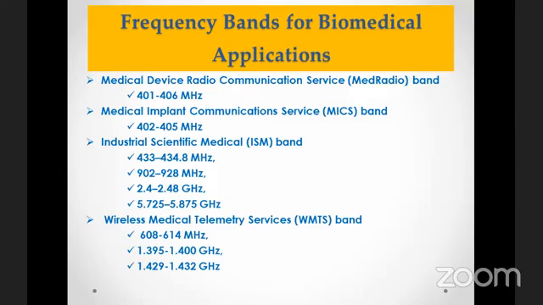ISM band, and within ISM band, this 2.4 to 2.48 is relatively more popular band because there are various other useful protocols developed around this set of frequencies. Then WMTS band, wireless medical telemetry service, 600, 1.4 and close to 1.4.